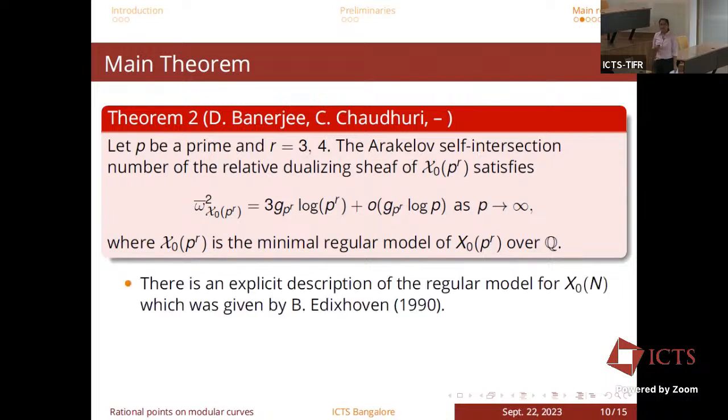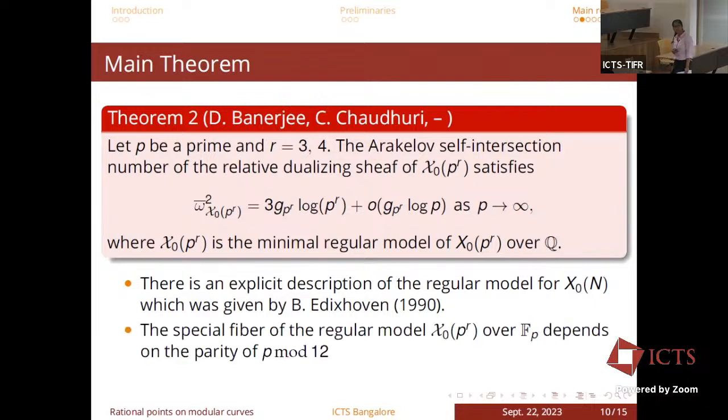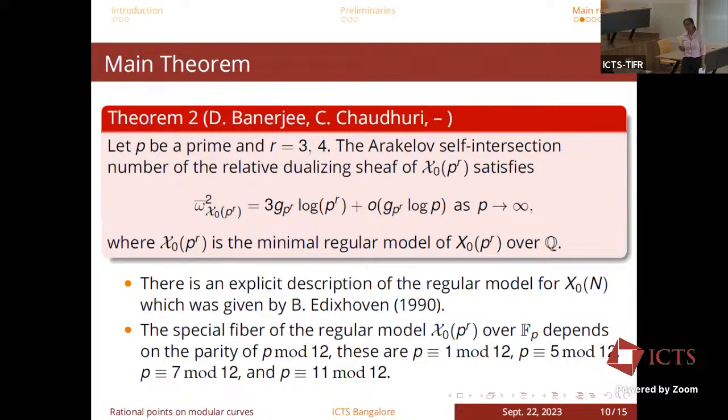The main ingredient for this is a paper by Edixhoven, which appeared in 1990. He has given an explicit description of the regular model for X_0(n), and the special fiber of the regular model depends on the residue of p, so p can be 1 mod 12, 5 mod 12, 7 mod 12, and 11 mod 12.